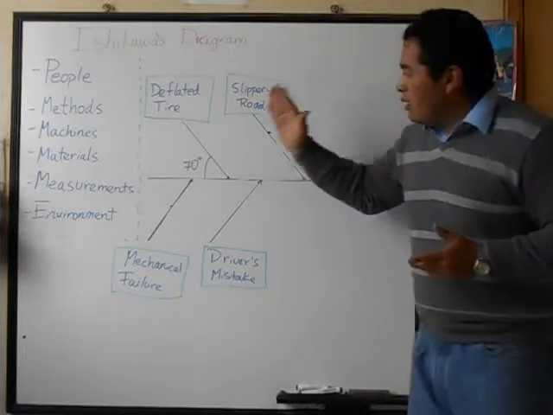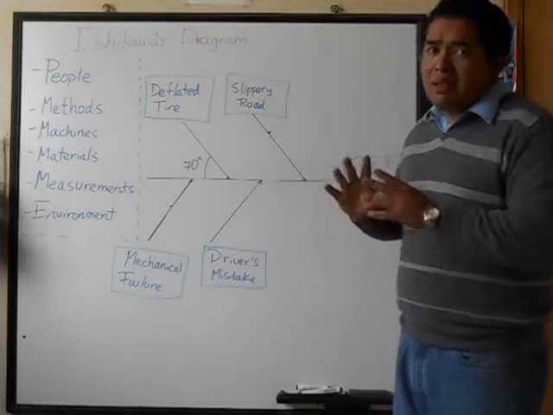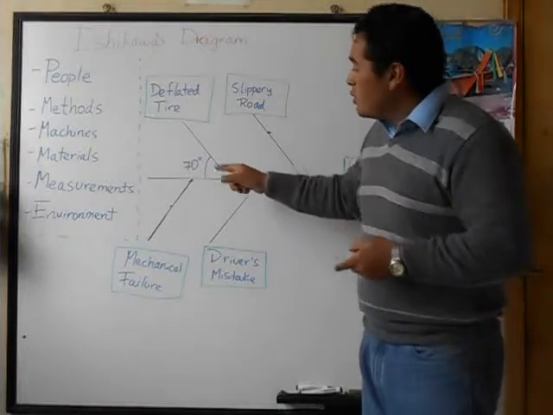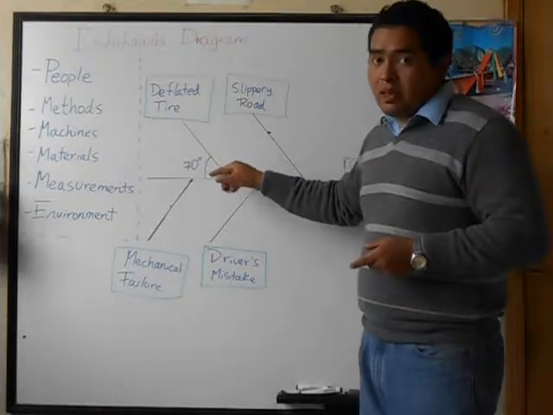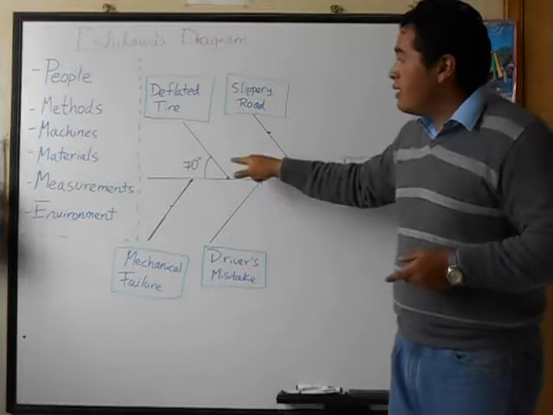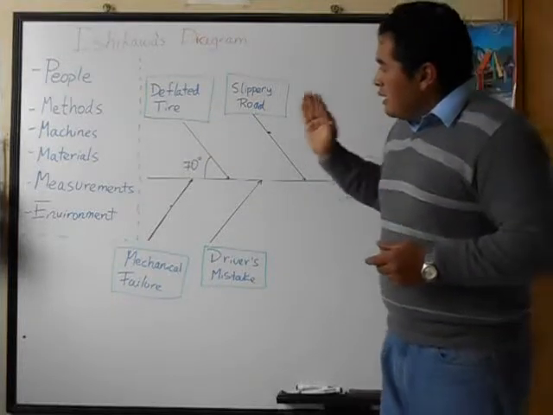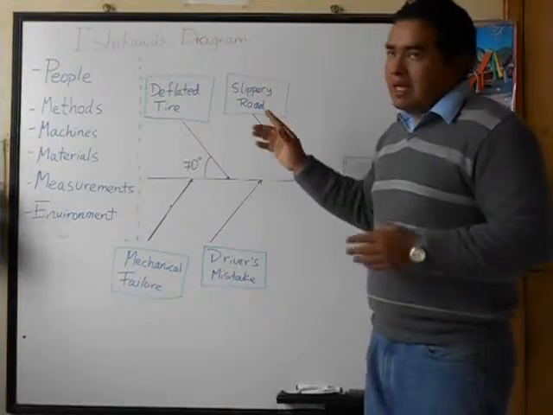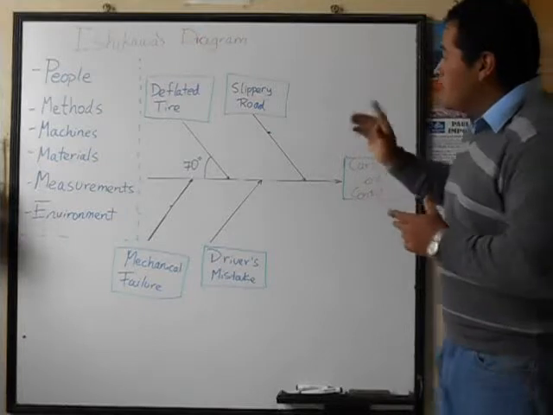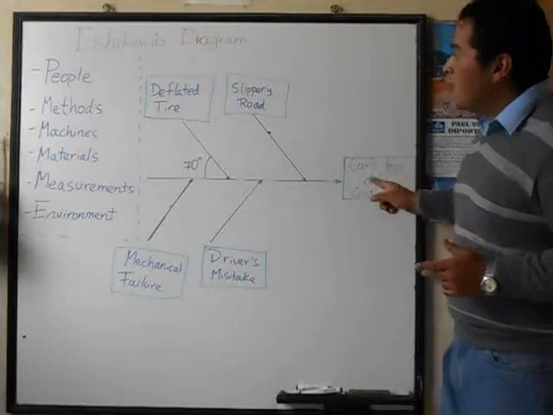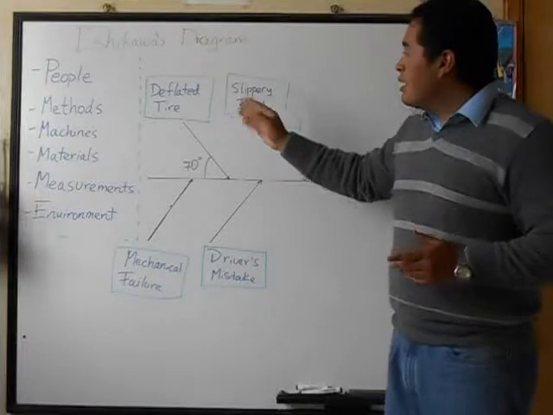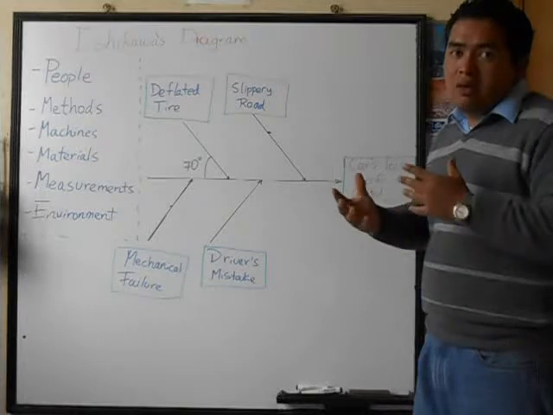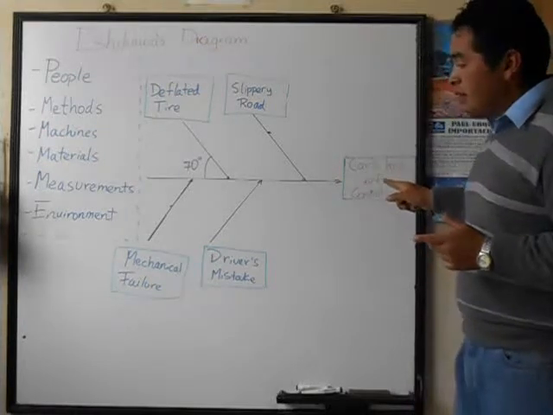Then you put inclined lines. It shouldn't need to be exact, but you could try to use a 70 degree angle with the horizontal, as it is depicted here. In these inclined lines, you put the subcauses. For example, in this case, a subcause for a car's loss of control could be a deflated tire, or the road being slippery because it had been raining, or anything that made the car lose control.